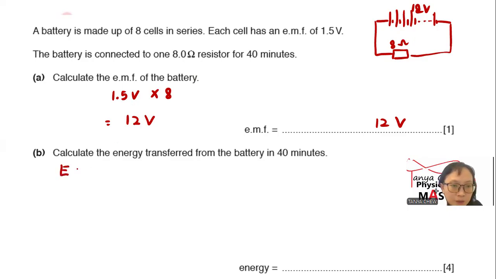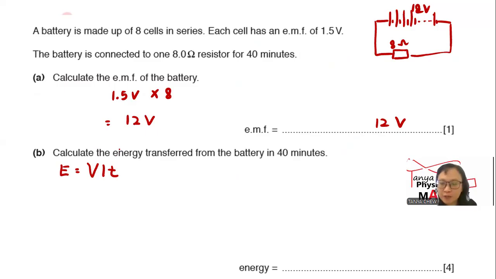Energy is equal to VIT. So in this case, because 4 marks is given, you have to write down the equation that you are using. 1 mark will be given to that. So I just want to look at this first, whether I have enough information. I am using VIT, yes. Do I have V? I don't have V. Do I have I? I don't have I. Do I have T? Time.